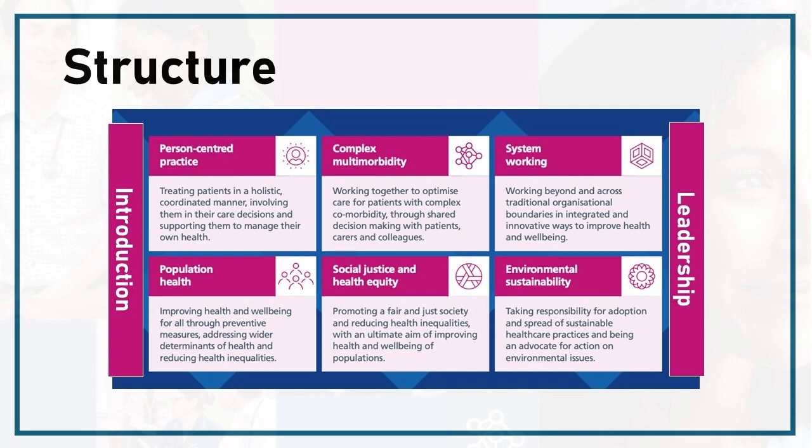The first module is introductory and covers ideas around quality improvement and reflection. The second module is person-centred practice. The third is complex multimorbidity, and the fourth is population health. The next module covers system working, environmental sustainability, and social justice and health equity together. The final module is dedicated to leadership, which looks at how trainees can do this at a foundation level.